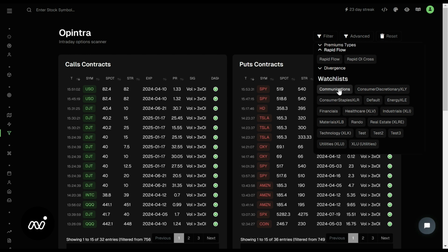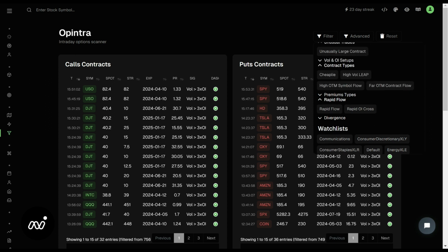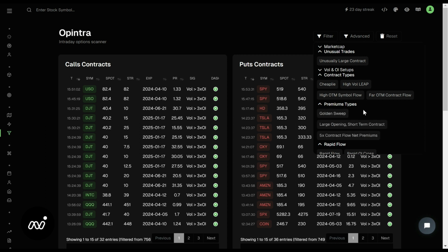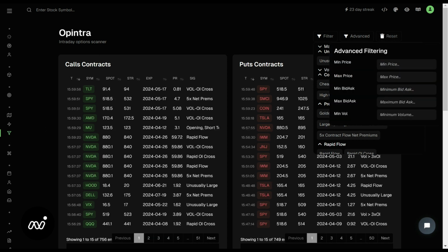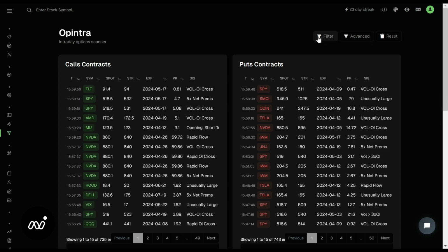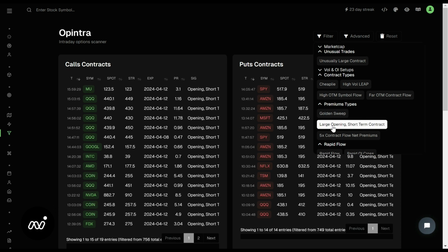Remember, we made our watch lists in the first video. So if we're looking for specific things within our watch list, looking for specific tickers because we've seen inflow or outflow or sector rotation, then we can kind of go through there and see how that works out for us. You can also look for golden sweeps, large opening short-term contracts, one of my favorite. We'll hit reset right here, and we'll go ahead and click in our $15 again, and we're going to click on that right there, that filter of large opening short-term contract, just to see what we're seeing there.